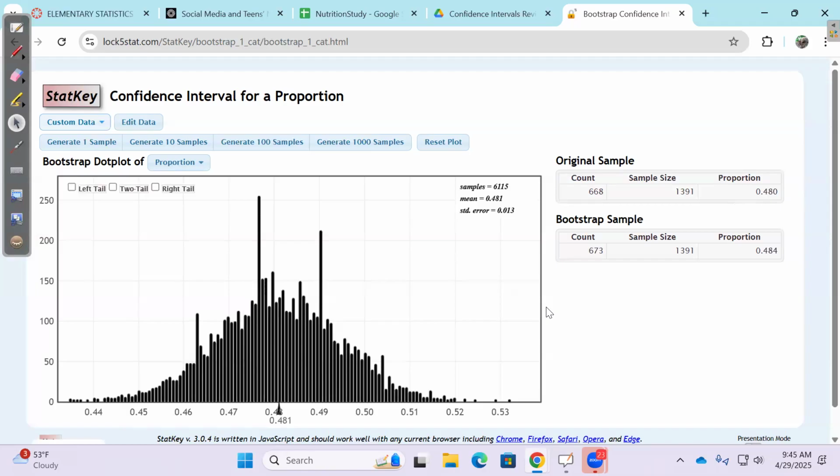And then it gives me a number called the standard error. The standard error is the standard deviation of this graph right there, which is different than the standard deviation of the population of the sample. All right, so I just want to draw some things on here for you.